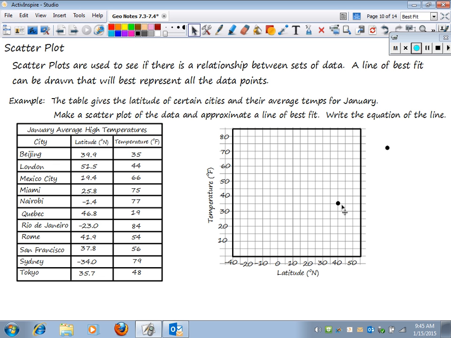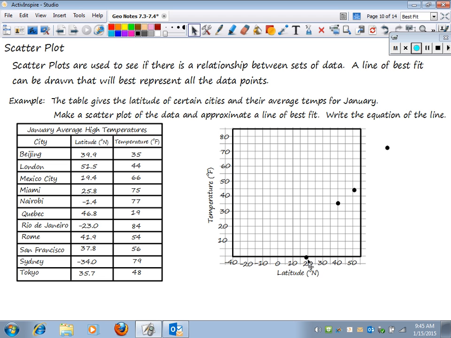London is 51.5. So let's see, 51, just past the 50, and it's up to 44. So there's 40, 45 there, so it's just a little bit below 45. That'd be your London.